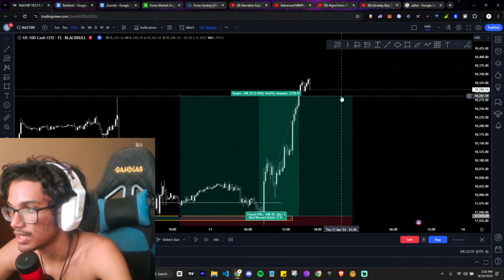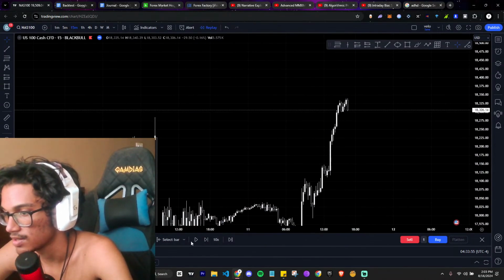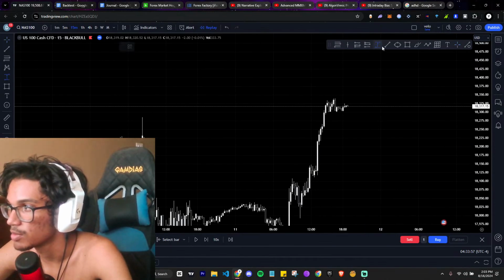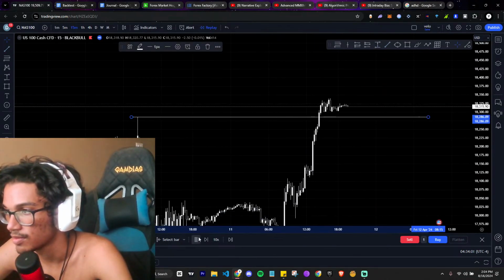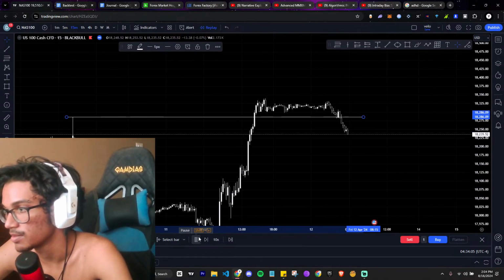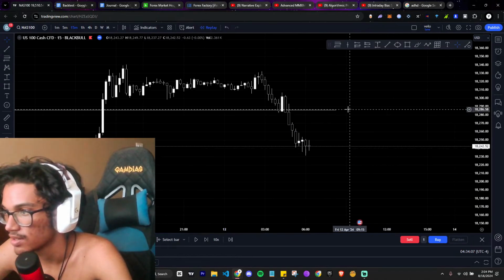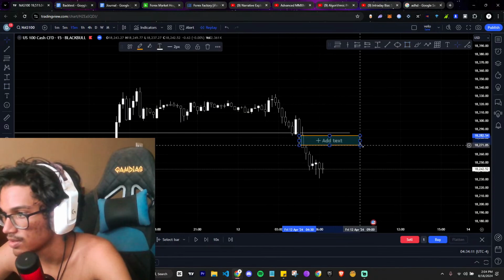And it's sweeping liquidity. Let's see what it does next, because now it needs to retrace lower. Okay, let's just mark this. So this is the buy side liquidity. It's consolidating. Jesus Christ, man. Okay, so let's look for the fair value gap. So, where is it? This one? Let's use this.